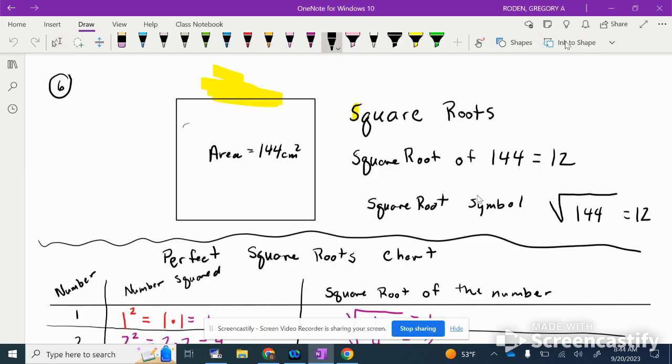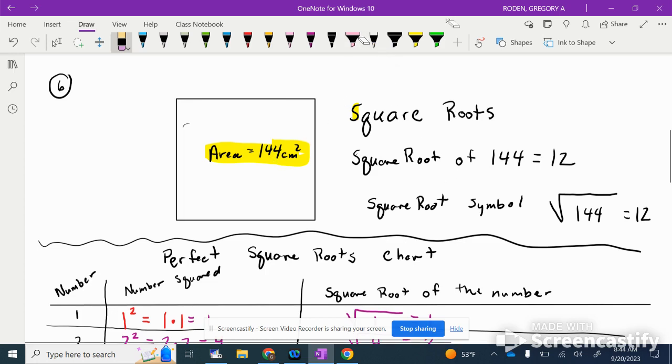A square root, guys, is basically kind of unreversing an area. So let's say someone tells you the area of a square is 144 centimeters squared, okay? And you want to know, well, how long is the side length? Well, you kind of have to work backwards. And what you say to yourself is, okay, what number multiplied by itself gives me 144?